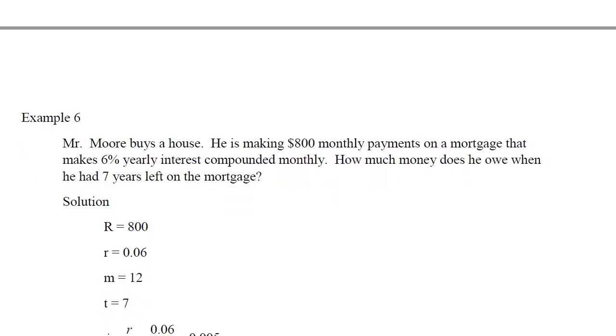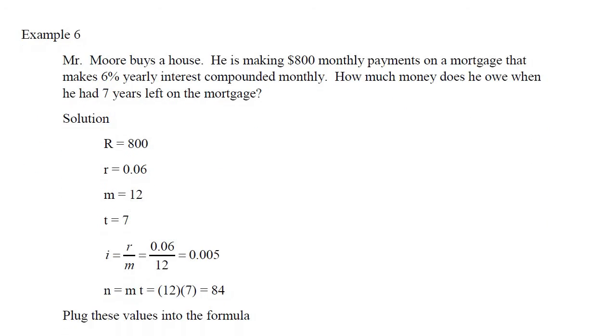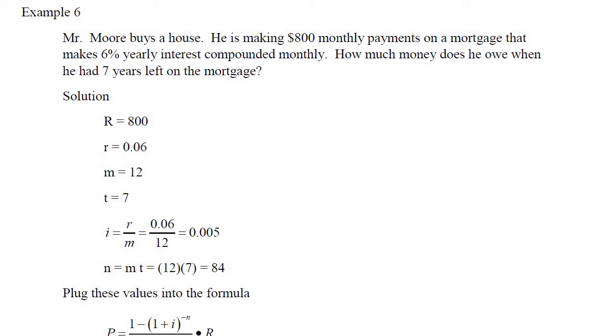All right, let's take a look at example 6. All right, so Mr. Moore is buying a house. This is kind of the same house I've been using for these examples. He is making $800 monthly payments on a mortgage that has 6% yearly interest compounded monthly. And we want to find out how much does he owe when he has 7 years left on the mortgage. So this is like the problem above, except we're looking at 7 years left on the mortgage.